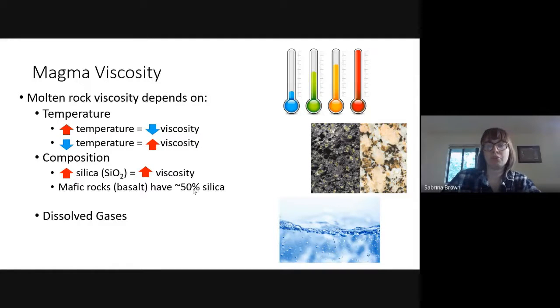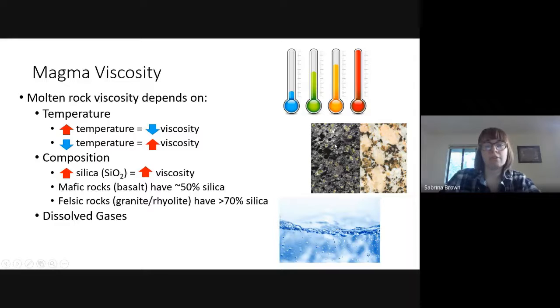So when we have our darker colored igneous rocks, our mafic rocks, like basalt, they only have about 50% silica, and felsic rocks, like granite, have more than 70% silica. So basaltic lava flows much farther and faster than granitic lava.